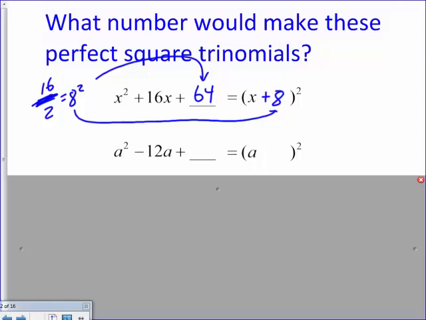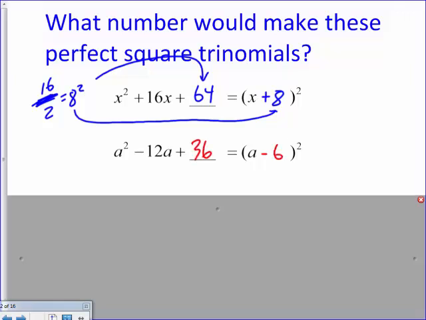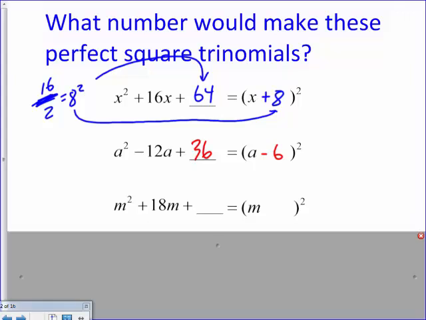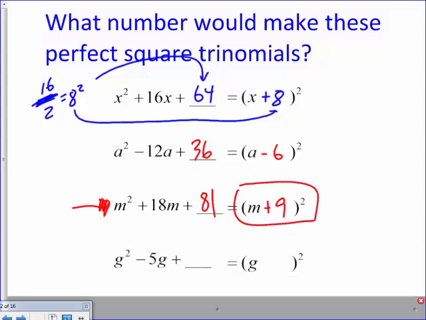So right here, negative 12 is the b. So half of that is negative 6. If I square negative 6, I'd get 36. So we should be really good at this. All right, half of 18 is plus 9. If I square it, I'm at 81. So here's my perfect square trinomial. It factors into this right here. Okay, so just get really good at that. We should be able to fly through this.